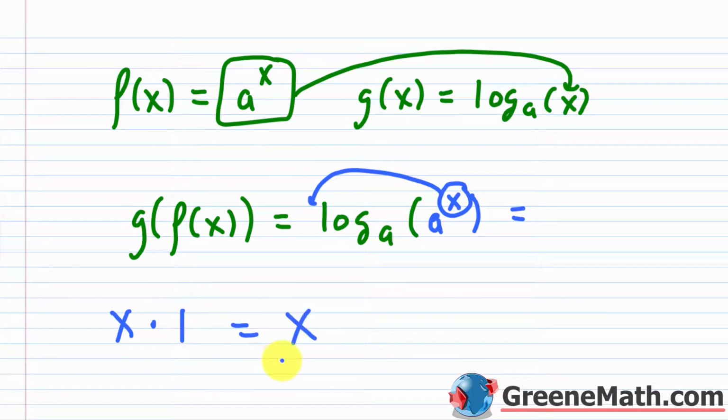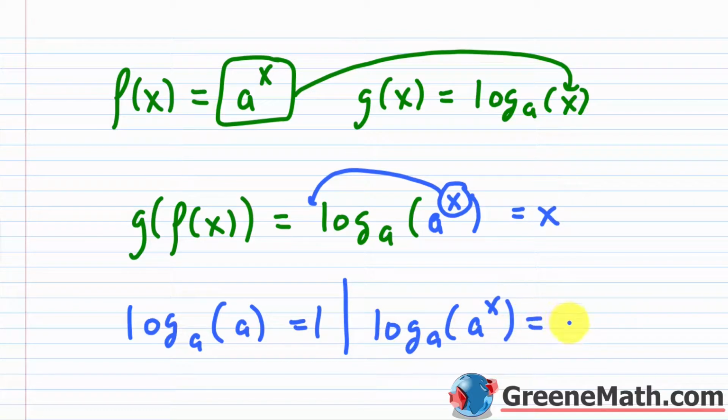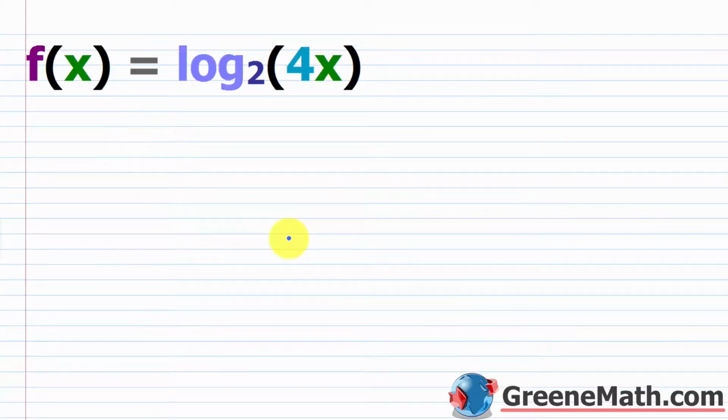So that's another property we're going to be using. We can basically just say, and I'm just going to put it over here, this is just x. We can say that log base a of a is equal to 1. And then also we can say log base a of a to the x power is equal to x. All right, so now that we have those special properties under our belt, let's move on and look at how to find the inverse of an exponential or logarithmic function.